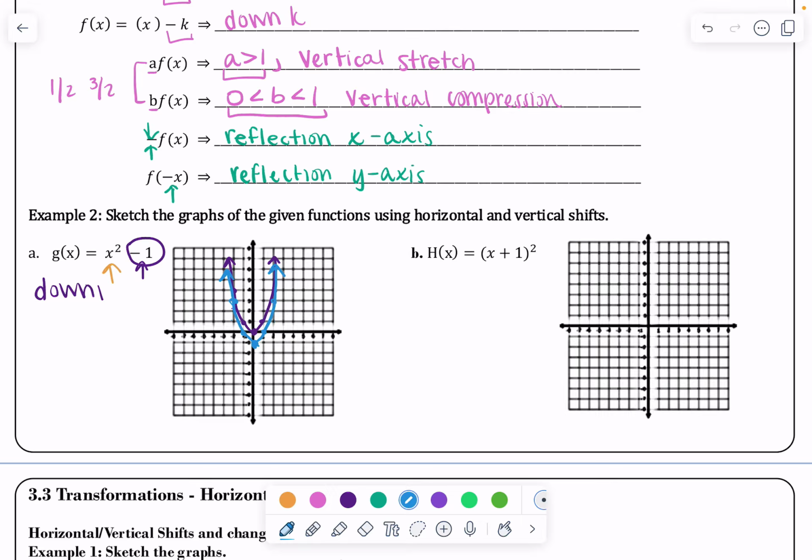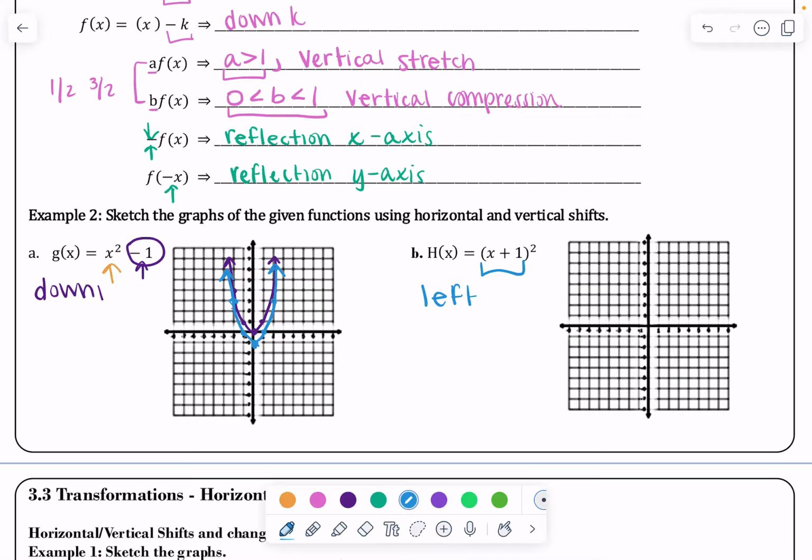Something like letter B, this is the same thing, but notice it's in the grouping symbols. So this is going to be left 2 from our parent function. Like in the purple one, it's starting at 0, 0, but if I'm going left, I said 1, I'm pretty sure, but wrote a 2.